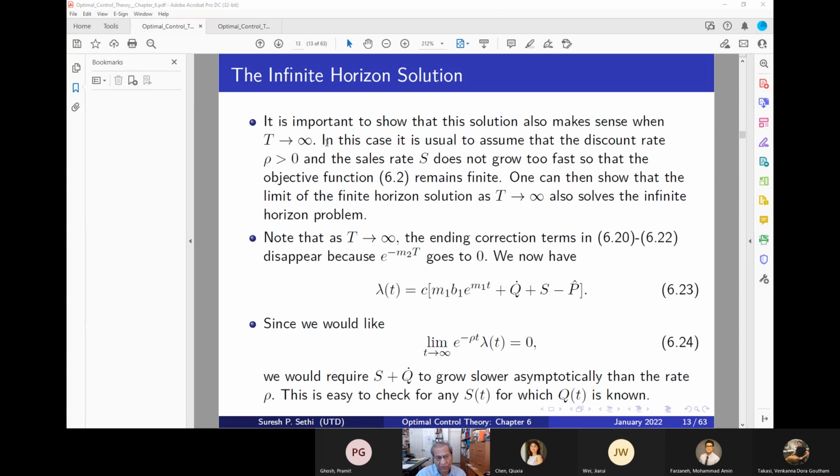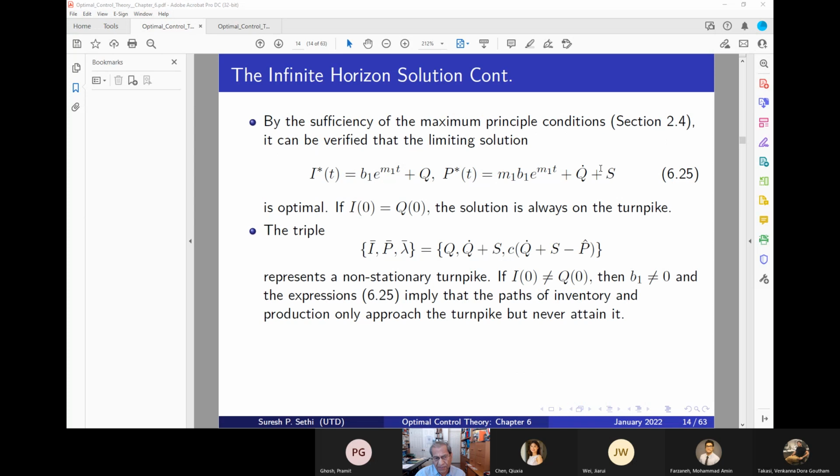It's also important to say the solution makes sense, and when you have rho equal to or bigger than infinity, one can then show that in this case, there are no pathologies as long as the sales rate does not grow too fast. So as long as the sales rate have reasonable regular function, you are okay. So t going to infinity, the ending correction goes to 0. And so lambda t is given by this. Also, we like this. So we would like this to go slower asymptotically. And this is easy to take for any ST for which a QT is known. So we are not going beyond that. We think that we can do that.